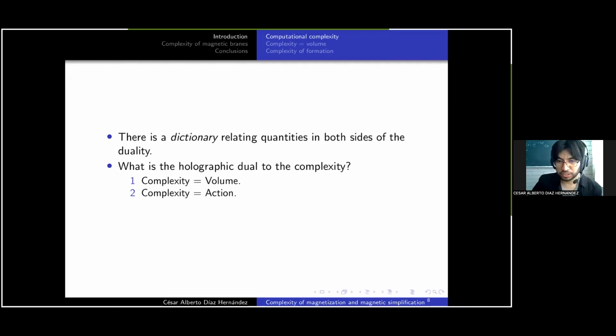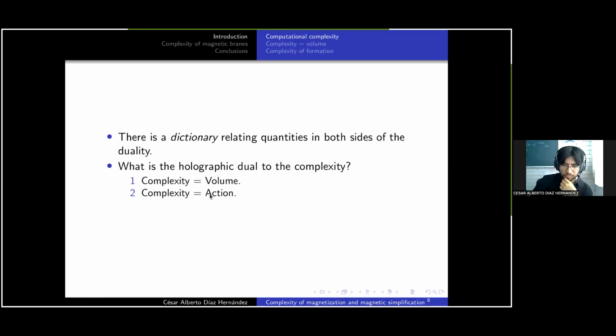And if we have a dictionary, we can ask ourselves, what is the holographic dual to the complexity? Or what quantity on the side of gravity, on the side of the anti-de Sitter background, will be a measure of how difficult it is to evolve a certain state or to transform a certain state? There are two main proposals for this. The first proposal is the complexity equals volume, and the second is the complexity equals action.